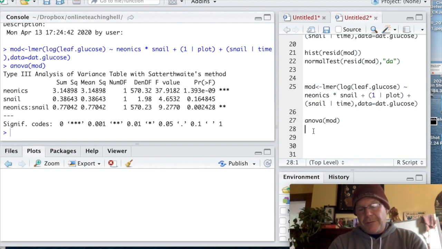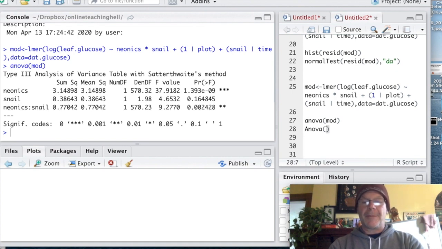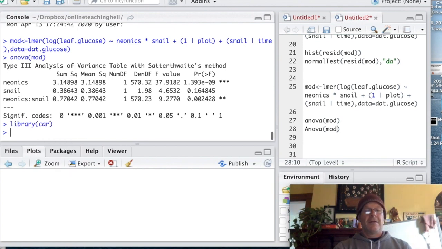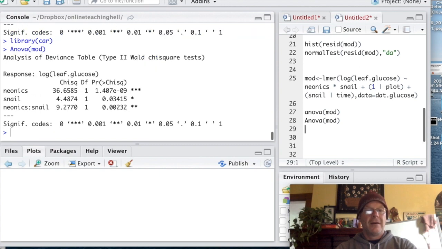There are a number of different ways you can do hypothesis testing on these mixed models. The other way would be to use the capital Anova function, which is going to give me an error unless I type in library(car). Okay, so now I've loaded car in, and I do that, and it does that modification of a likelihood ratio test called a Wald chi-squared test. And using that, we similarly see there is a significant interaction term between neonics and snail. Note that snail is now popping up as being significant in this model, but again, that's two different approaches to doing the hypothesis testing.